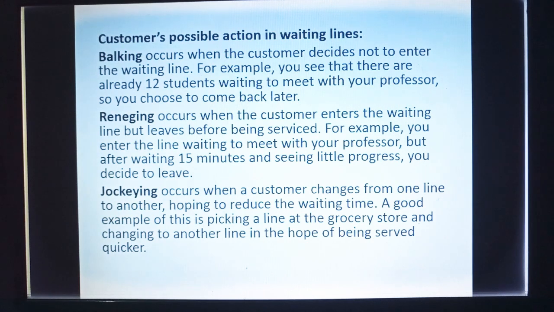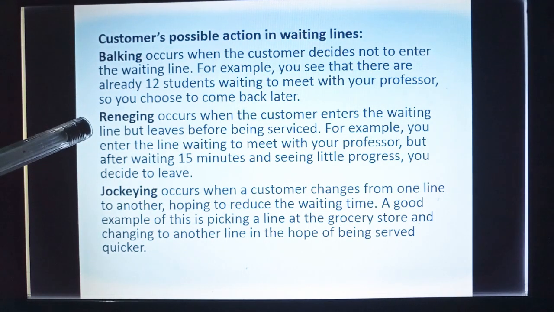Now, customers' possible actions in waiting lines. We have the term balking. Balking occurs when the customer decides not to enter the waiting line. For example, you see that there are already 12 students waiting to meet with your professor, so you choose to come back later. In other words, you decide not to enter that waiting line because you have seen that it is very long and you don't want the hassle, so you just say, I will come back later. Okay, so that is balking.